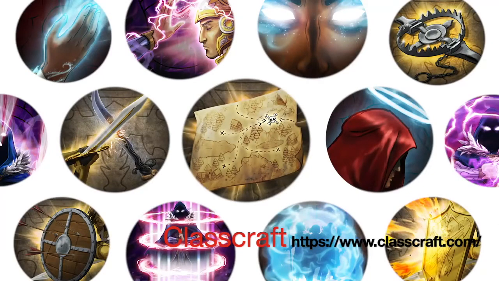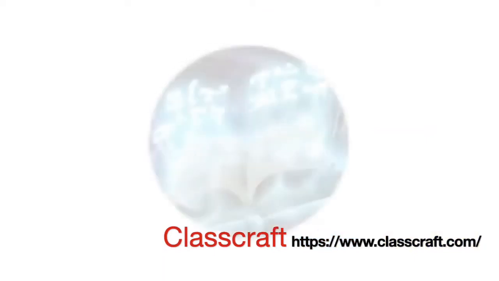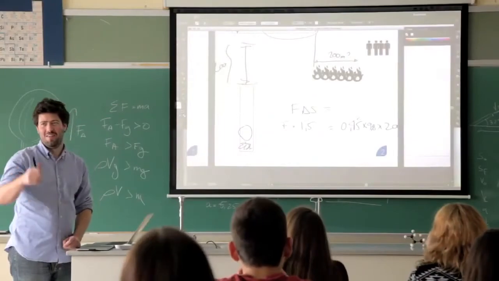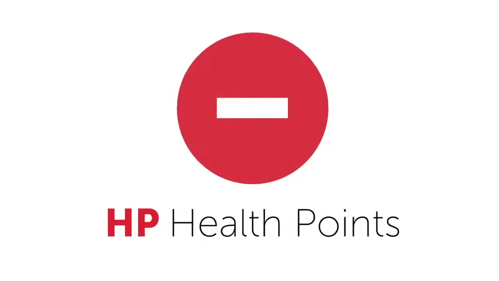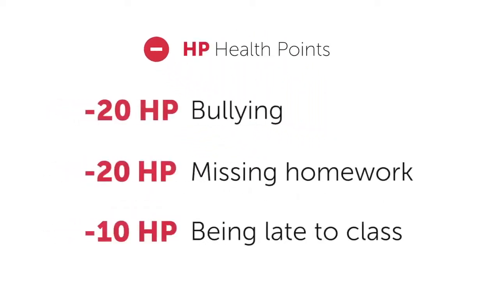These could be anything you want, from being able to eat in class, or handing in an assignment a day late, or even being able to ask for a hint on an exam. Whatever your powers may be, it's essential they offer something students genuinely want and are motivated to earn. At the same time, you can also take away health points, or HP, if a student behaves in a negative way. This could happen when someone arrives late to class or is rude to another student.